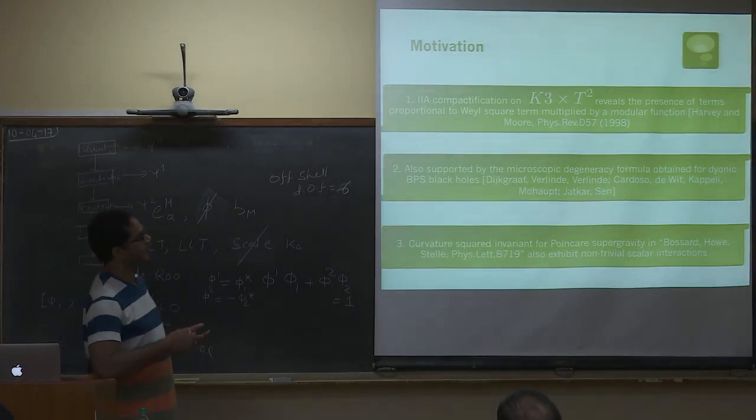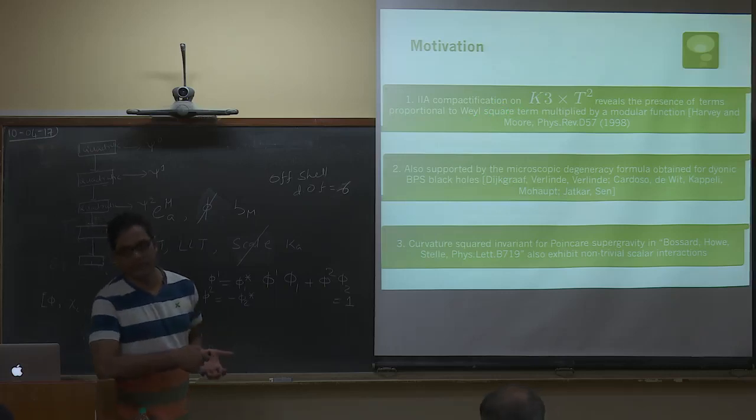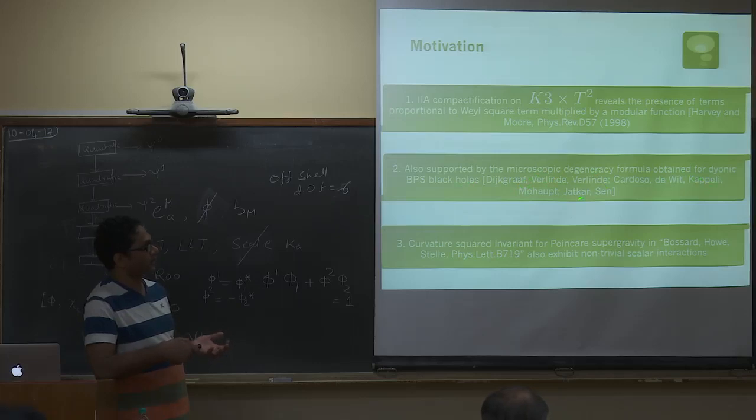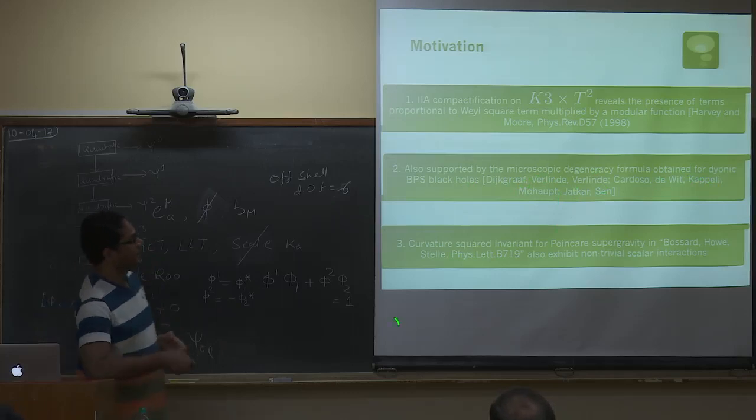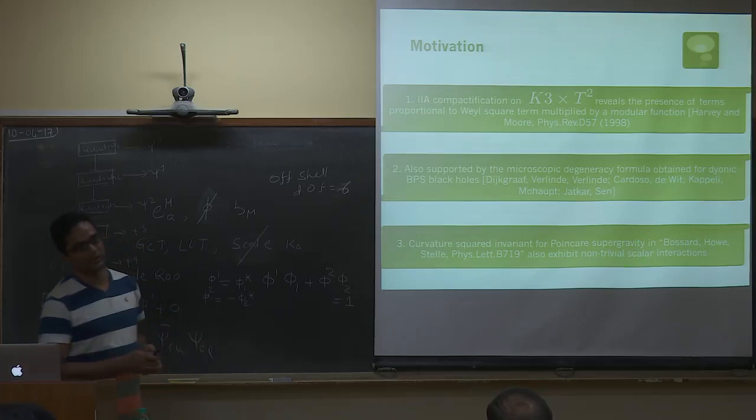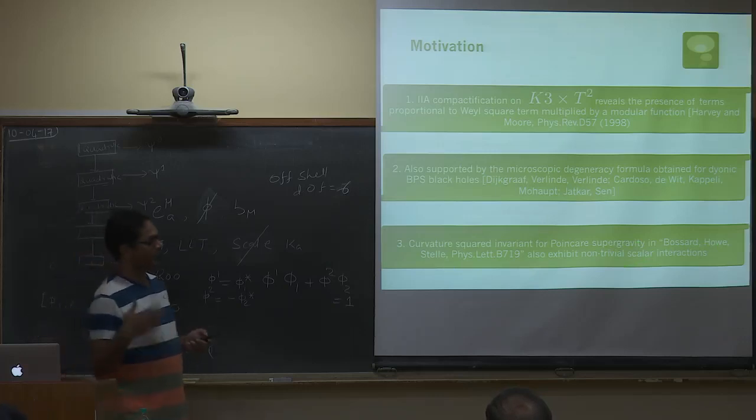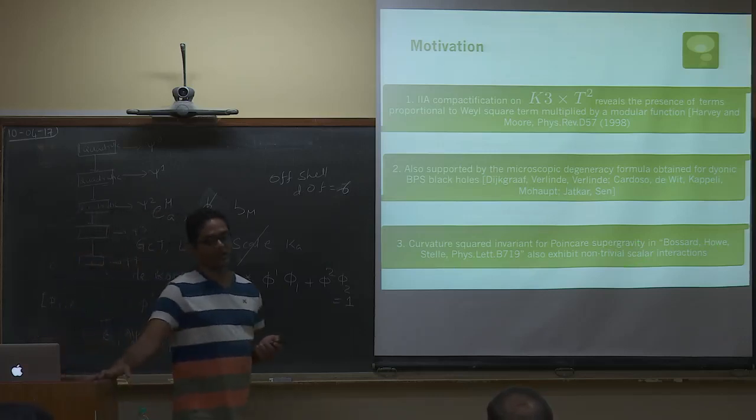For example, if you take type IIA compactified on K3 times T2, there is a Weyl square term which is multiplied with a modular function, and that's also supported by the microscopic degeneracy formula obtained for dyonic BPS black holes, given by Dijkgraaf, Verlinde and Verlinde, and also by David, Jatkar and Sen in the CHL papers. And also this paper by Bindusar Sahoo and Sen, where they had written down some Poincare N equal to 4 Poincare supergravity action with curvature squared invariant.